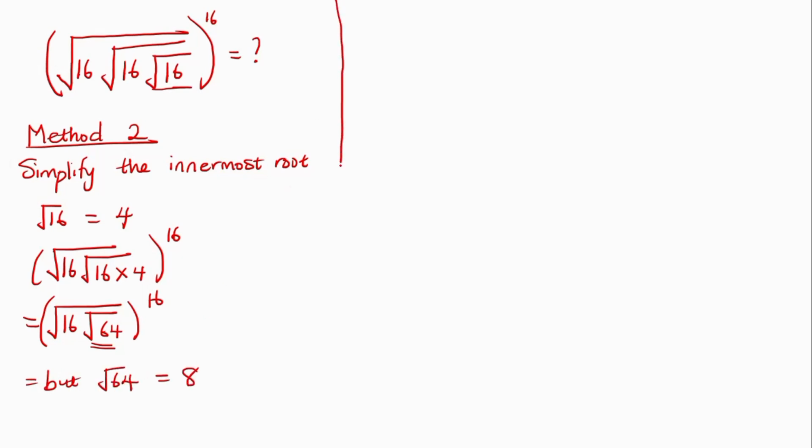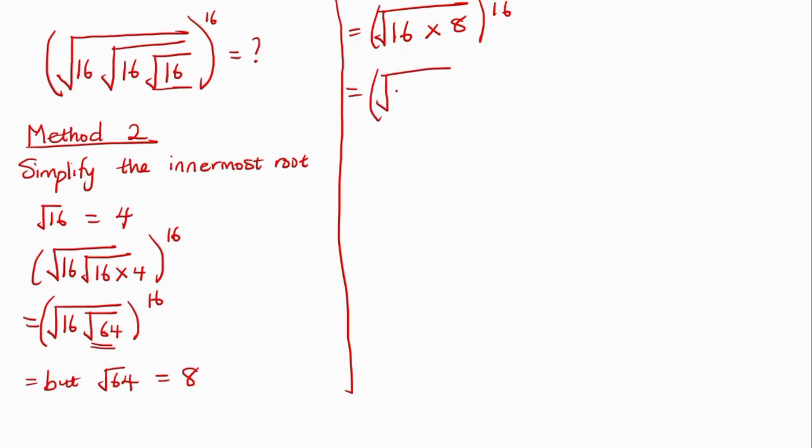Hence we can easily write this equation as the root of 16 times 8, because the root of 64 is already 8, all raised to the power of 16. And this becomes the root of 16 times 8, which is going to give us 128, all raised to the power of 16. All right, so we have this right here. Now the root of 128. Now we are going to solve this without using a calculator.